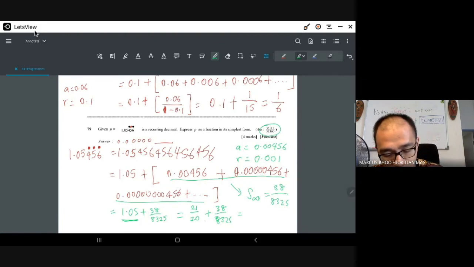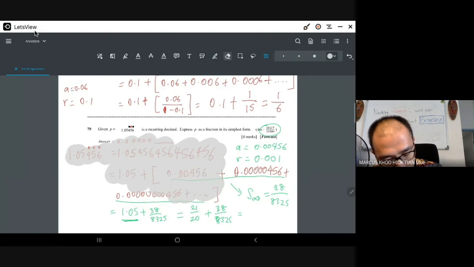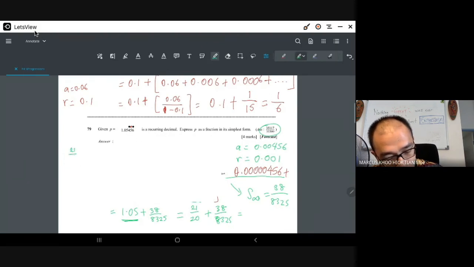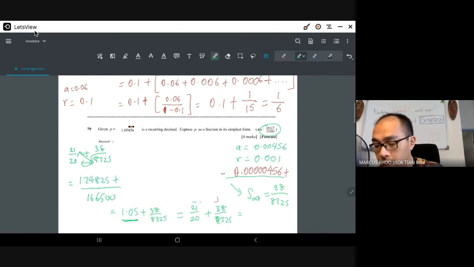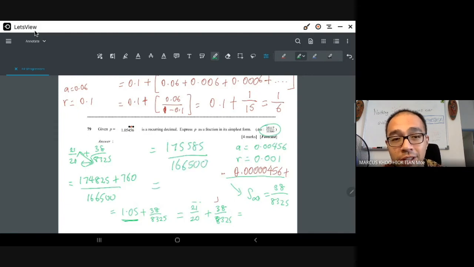What you can do, I'll show you one. So 21 over 20 plus 38 over 8325. You multiply 8325 times 20. This is standard format, 166500. Then you cross multiply. 8325 times 21 is 174825 plus 38 times 20 will give you 760. So you will get 175585 over 166500.